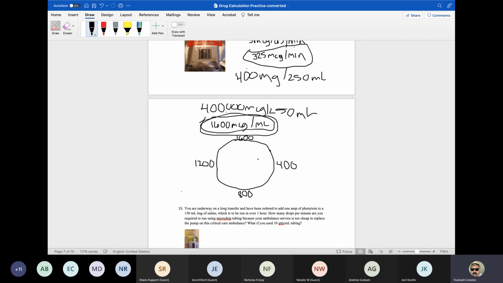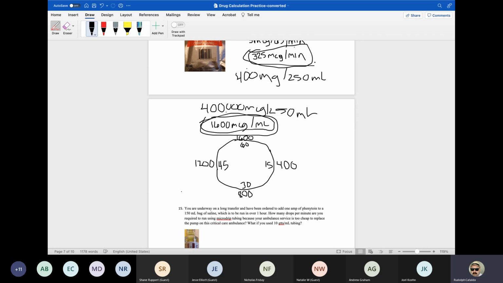Now it said we were using a micro drip set. So how many drops equal 1 ml then? 60. Okay, so 60 drops goes at the top then. Half of that is 30. Half of 30 is 15. 30 plus 15 is 45. And now we're plugging and playing.